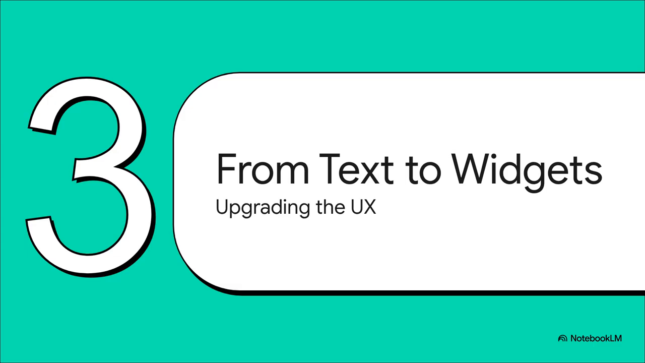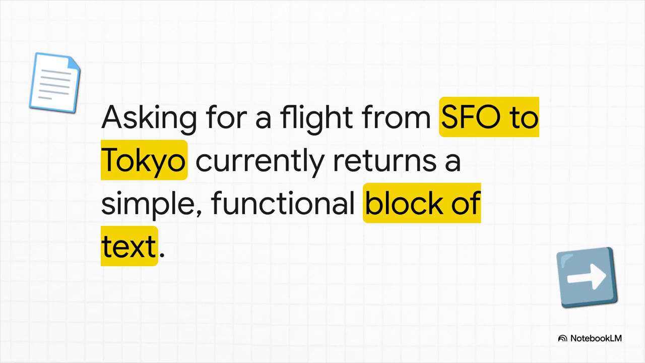Okay, so we've got a working, multi-step agent. It's smart, it works, but the output is just plain old text. We can do so much better. Let's take this experience from just functional to, well, fantastic. Right now, if you ask for a flight from San Francisco to Tokyo, this is what you get. I mean, it works, the information is correct, but it's not very exciting, is it? It's just a block of text.